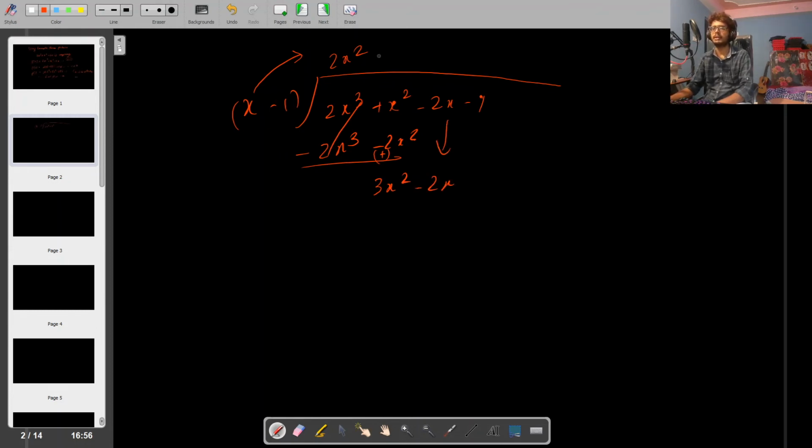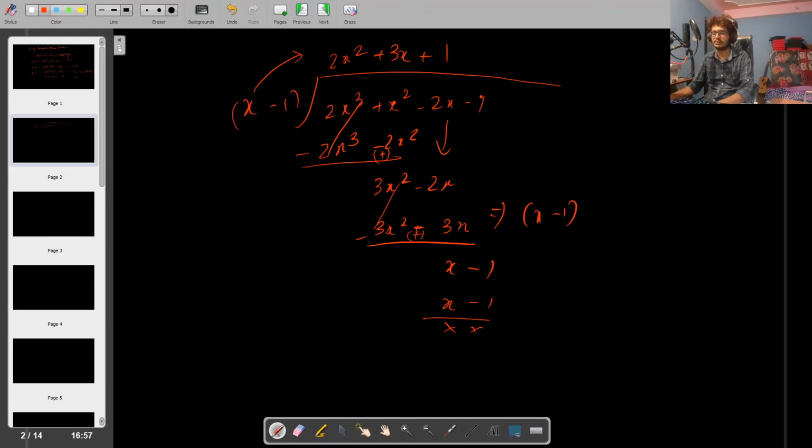x multiplied by what will give 3x square? It is 3x. So 3x square minus 3x. This will cancel off. This will be positive, so it is x minus 1. x minus 1 times 1 gives you 0. So this simplifies as x minus 1 into the quotient, that is 2x square plus 3x plus 1. So this is the thing that you get.